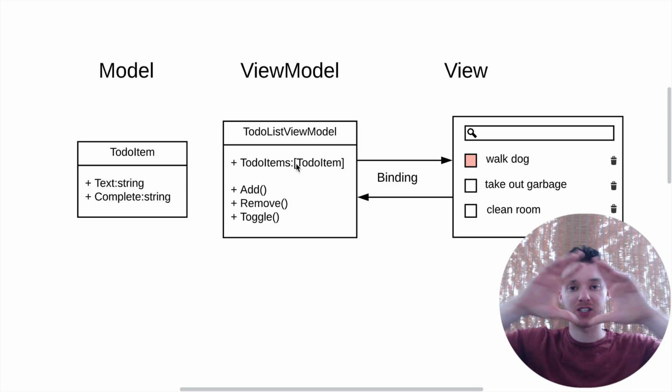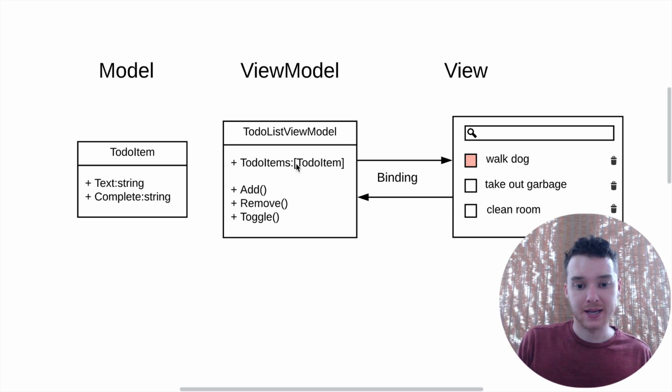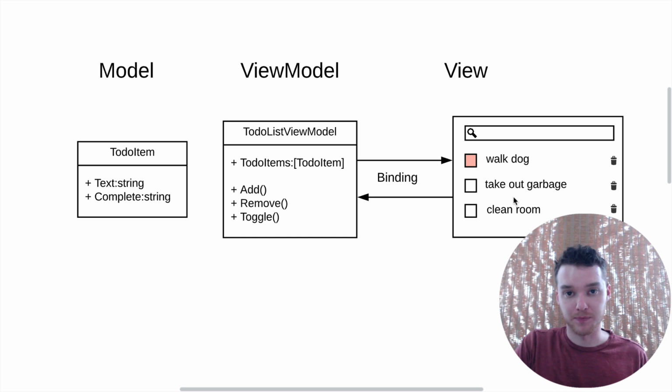So we have this to-do items array, and this is what's going to end up getting displayed over here on the view. And the idea is that anytime this to-do items array updates, so whether we add an item, we remove an item, or we toggle an item, it'll update the view to match that. And we call this binding. So there's this two-way binding that we have between the view model and the view.